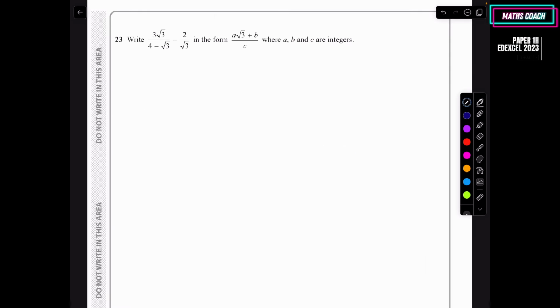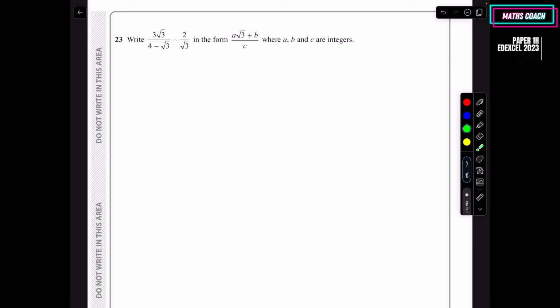All right, question number 23. We have to make that surd fraction, take away the other surd fraction, into that form. Right, where do we begin? Let's start off. Look, can you see the denominators are different? Let's make the denominators the same.